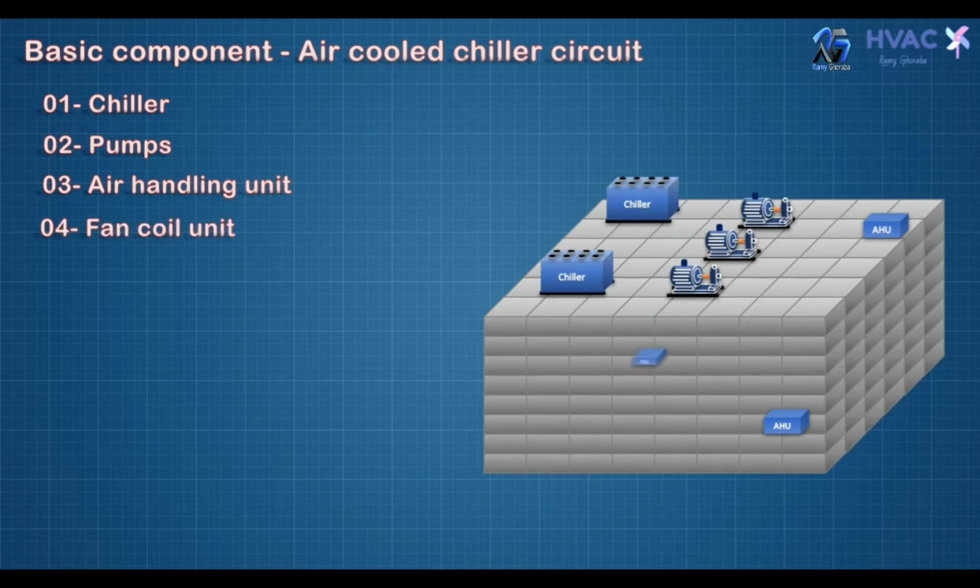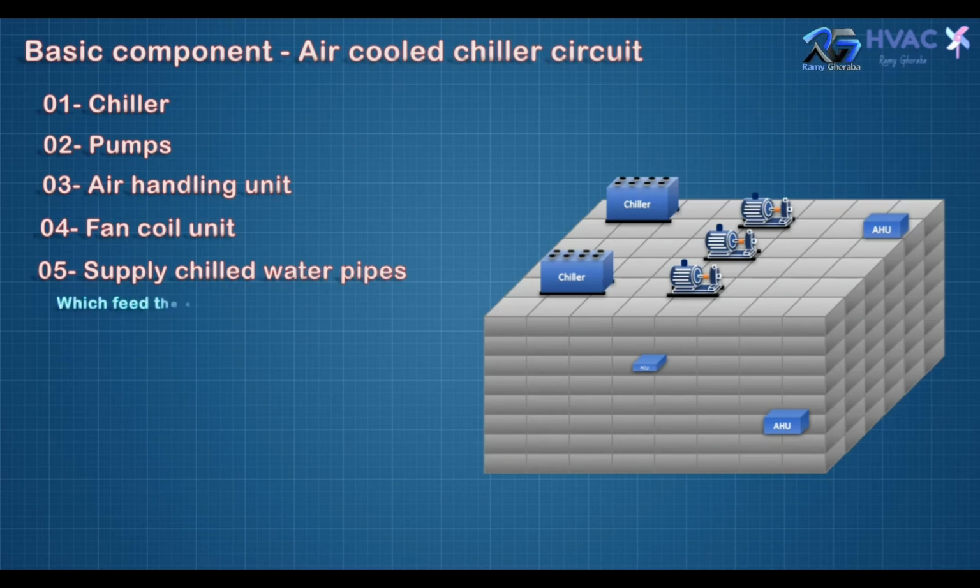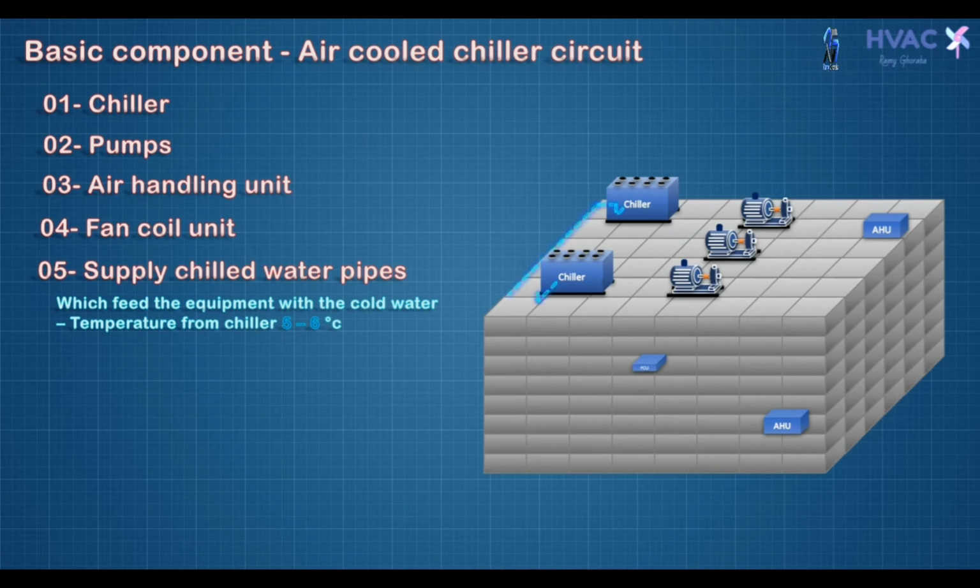Fourth is the fan coil unit, which is installed inside the building. Usually it will be ceiling mounted. Then we connect all this equipment with the supply chilled water pipe, which feeds the equipment with cold water coming from the chiller, and the temperature from the chiller will be 5 or 6 degrees Celsius. It comes from a chiller riser. This riser will feed the AHUs and fan coils inside the building, and it will feed the outdoor unit.